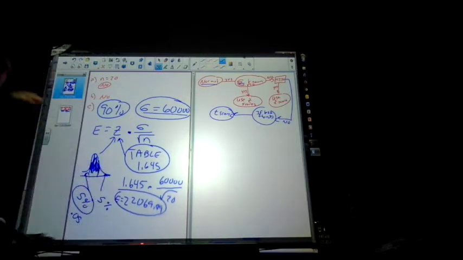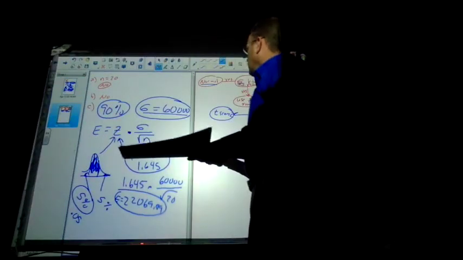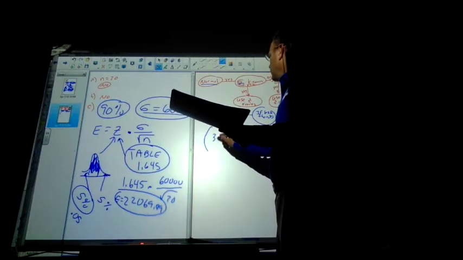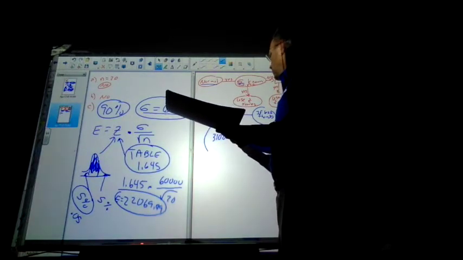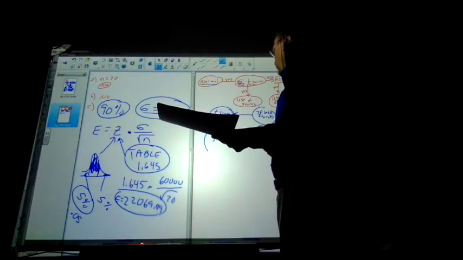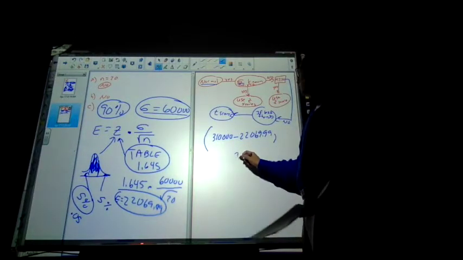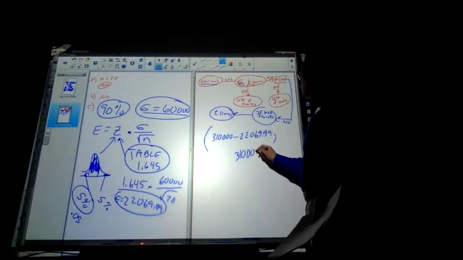And in order to get the confidence interval, I'm going to take the average and subtract it, and I'm going to take the average and add it. So I'm going to take the average, which we know is 310,000. And I'm going to go this. And then the other part of it is going to be this added.